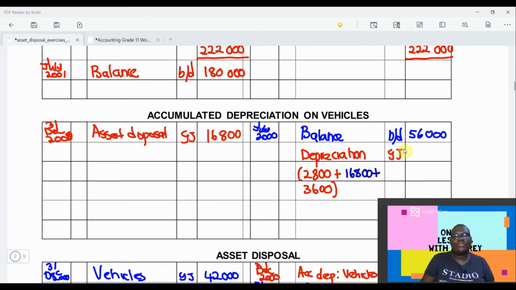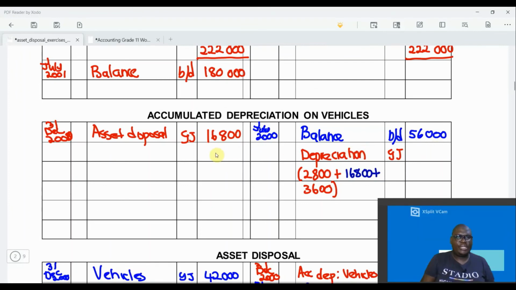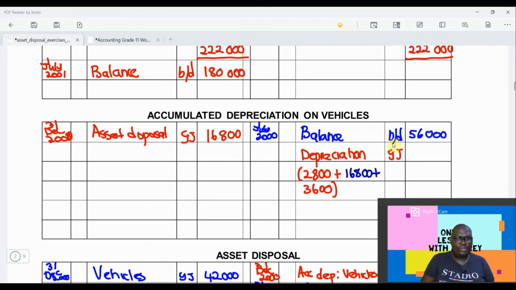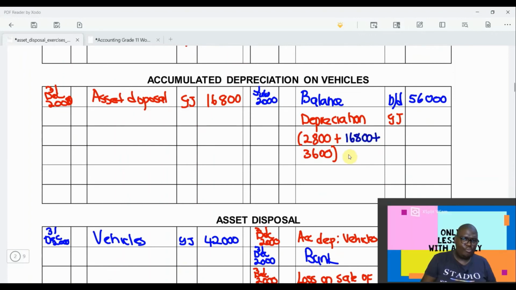So now we need to close off the accumulated depreciation account. So 2.8 plus 16,800.